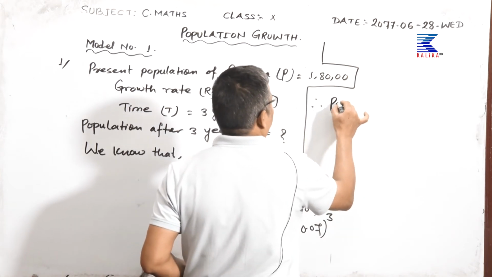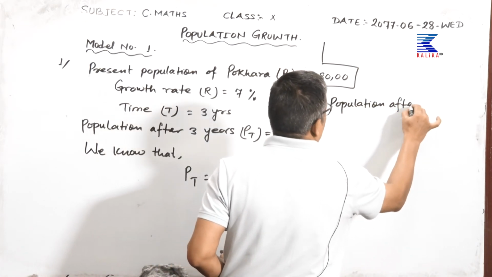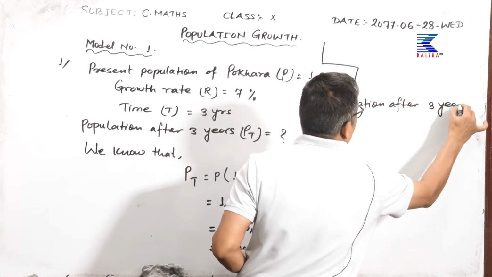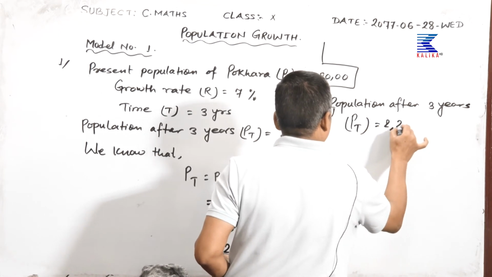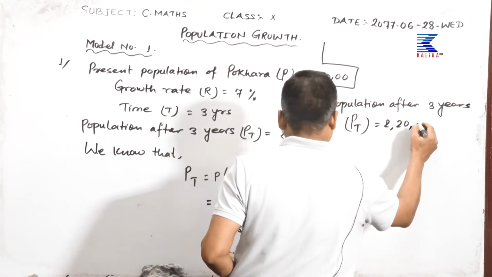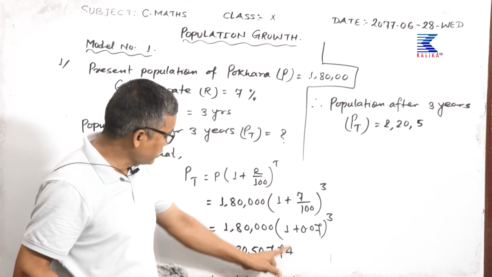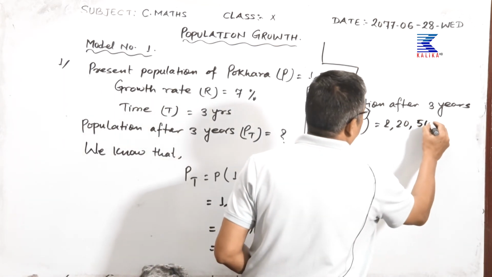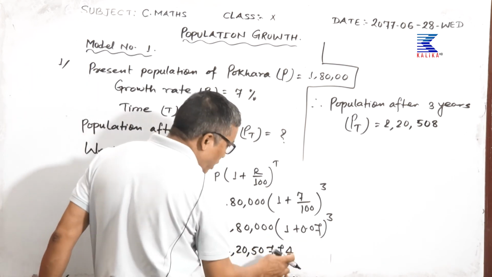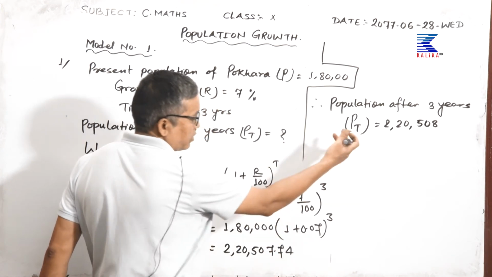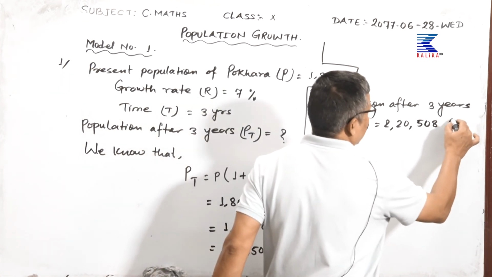Therefore, population after 3 years, Pt is equal to 2,20,507.74. छ नि. यसमा डेसिमल आउने बित्तिकै एक स्टेप बढाएर लेख्ने है. 508, it will be increased, in population. If here it is 0.1, 0.12, 0.13, then it will be an increase in population. Okay, this is the answer of this question.